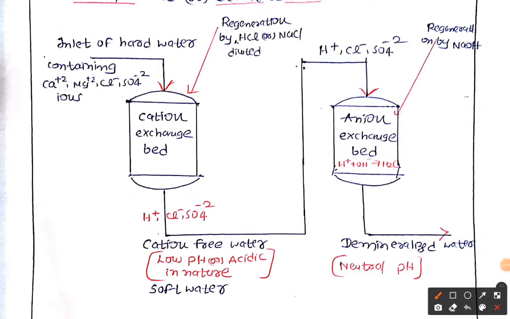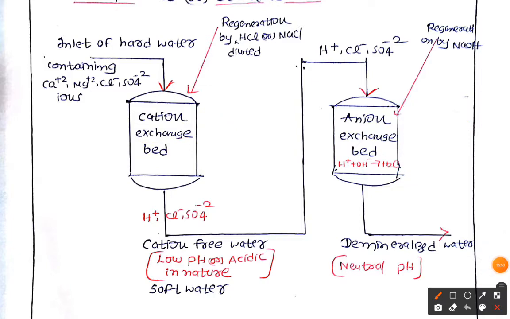Here you can see the image. Here we have the cation exchange bed. We have two big tanks. In the first bed we exchange the cations. This is called the cation exchange bed. The second one is the anion exchange bed. In this we exchange the anions. So we have two tanks, the cation and anion exchange beds, and in them we have the resins. First, in this one we have the cation exchange resin. In this one we have the anion exchange resin.